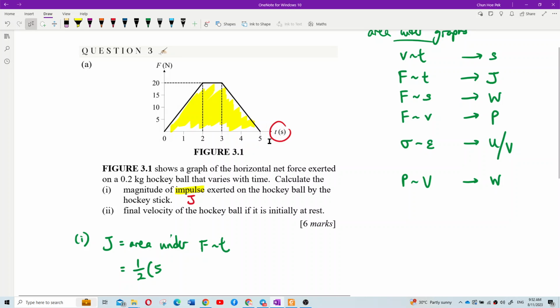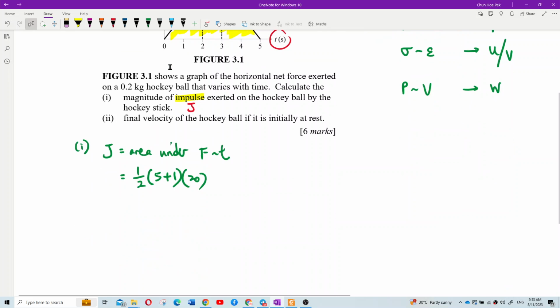Okay. So 5 plus 1, then multiply by 20 Newton. What's the answer? Let's find out. 5 plus 1 is 6, 20 divided by 2 is 10. So 60, right? What's the unit, class?